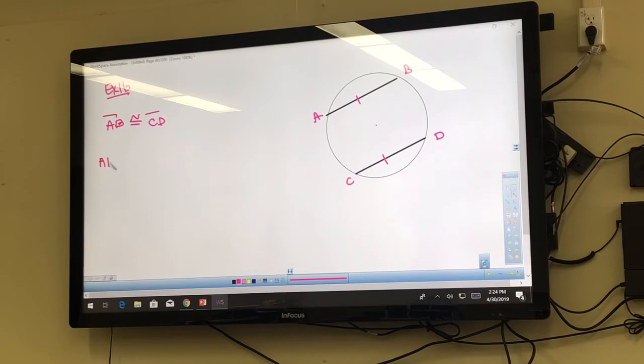So that means that arc AB, and when I'm talking about the arc, I am referring to this part of the circle, is congruent to arc CD. If I tell you that arc AB is 60 degrees, then I can easily find the measure of arc CD. The measure of arc CD is also 60 degrees, based off of the theorem that we looked at.